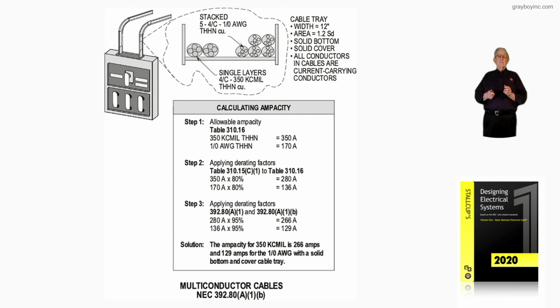So in the solution, the new ampacity that's allowed on these conductors due to the derates of steps 2 and 3, the 350 is 266 and the 1 alt is 129, and we're in these derate percentages because it's a solid bottom and cover type cable tray. So that's what this illustration is illustrating.